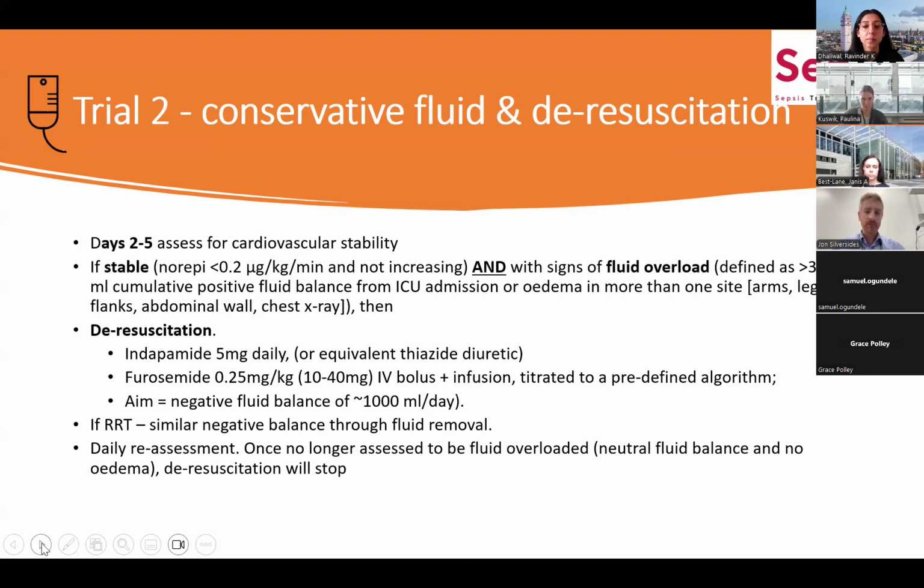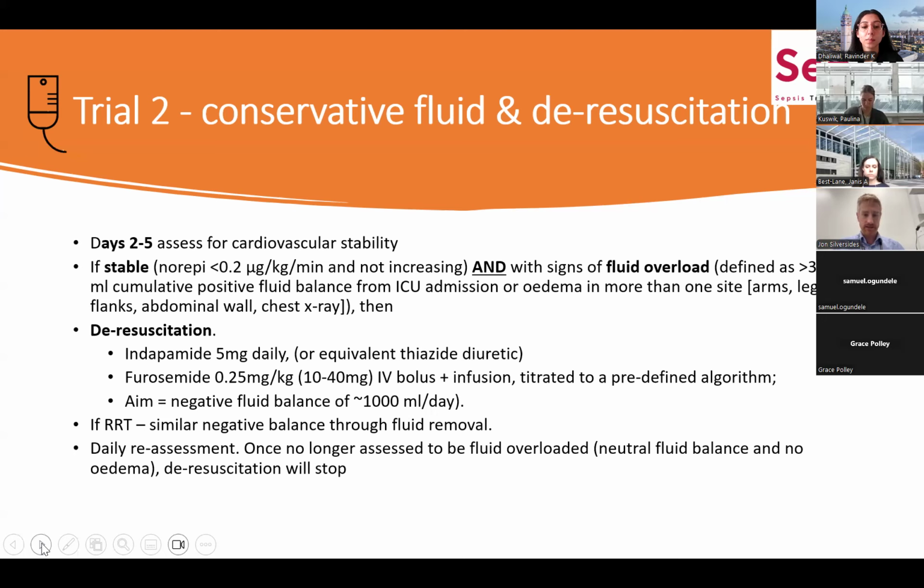And that's a pretty simple definition. And if there are signs of fluid overload, we define that as more than 3 liters cumulative positive fluid balance from ICU admission, or if there's edema in more than one site, that can be arms, legs, flanks, abdominal wall, chest, or on the chest X-ray, then that's the indication for deresuscitation. Okay, so the idea here is to reflect what we as clinicians do in practice. So our first question is, is the patient stable? Patient stable. Do they have signs of fluid overload? And if they do, that's when we would initiate deresuscitation. Okay.